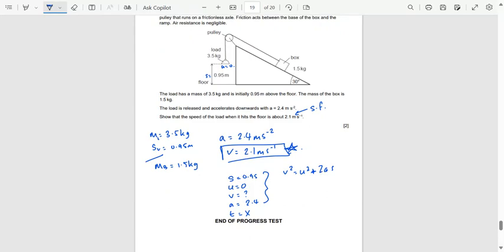So I'm trying to find v squared. I'm not going to get caught up in all the other values. So I've got 2 times 2.4 times 0.95. So my v squared is 4.56. So v is the square root of 4.56, which is 2.14 and so on. Is it similar to 2.1? Yes. Is it more sig figs? Yes.